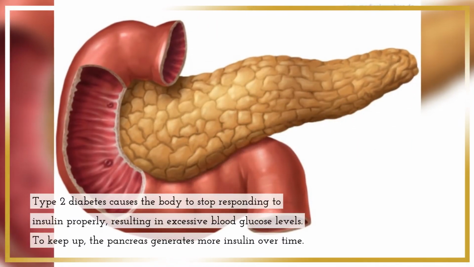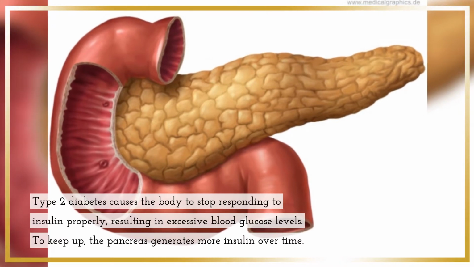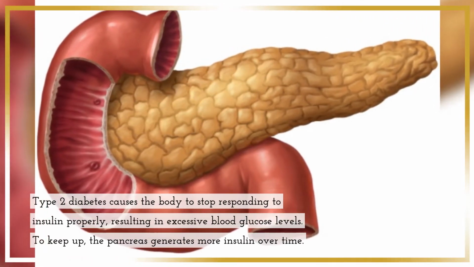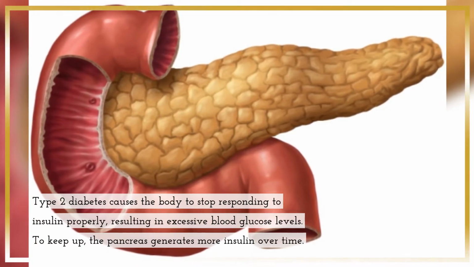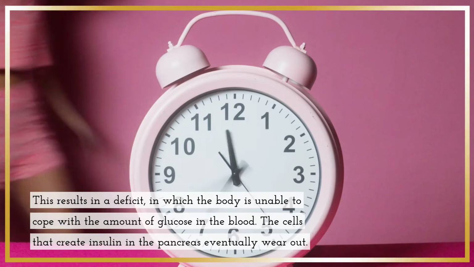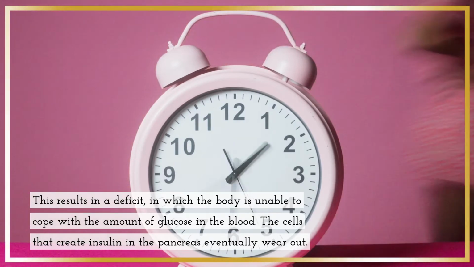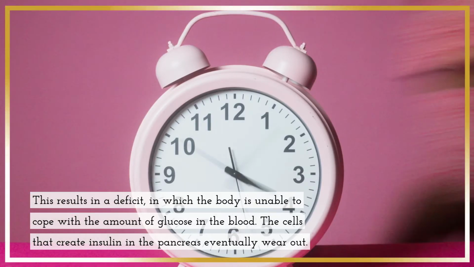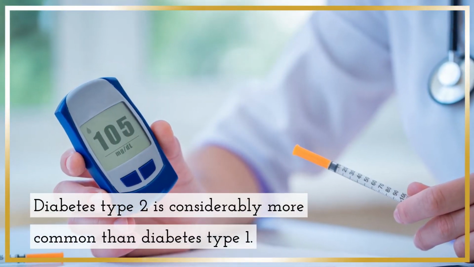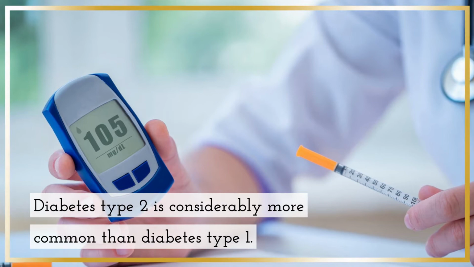Type 2 diabetes causes the body to stop responding to insulin properly, resulting in excessive blood glucose levels. To keep up, the pancreas generates more insulin over time. This results in a deficit, in which the body is unable to cope with the amount of glucose in the blood. The cells that create insulin in the pancreas eventually wear out. Diabetes type 2 is considerably more common than diabetes type 1.